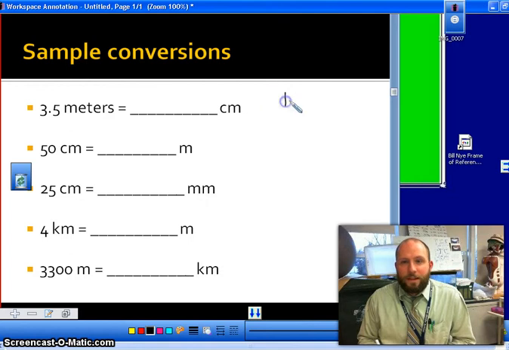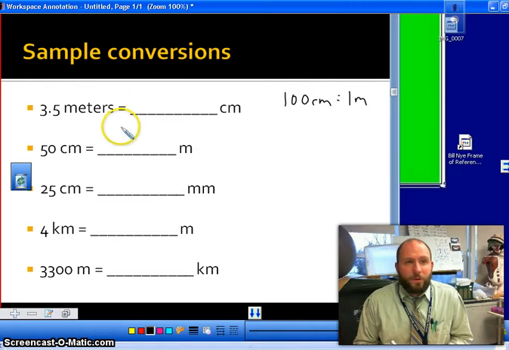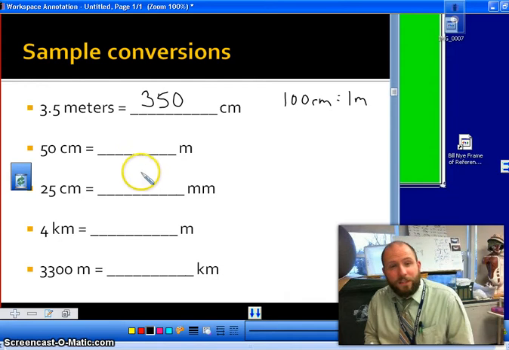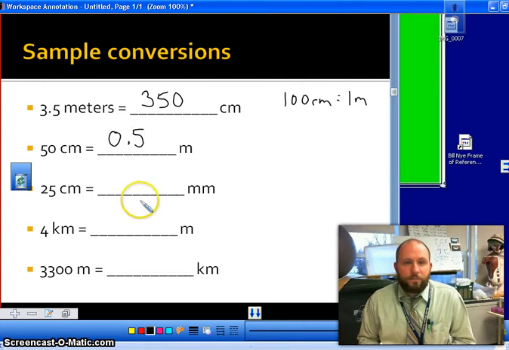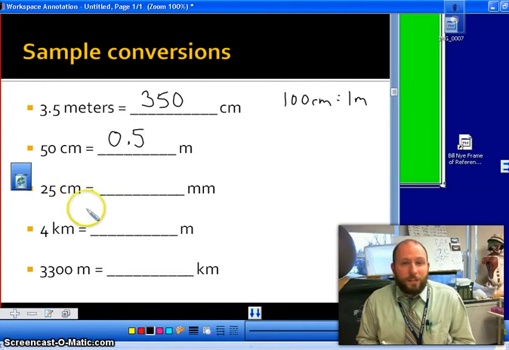So you'll remember that's a notion of 100 cm per 1 meter. Well, if I've got 3.5 meters, what do I have? You got it. 350 centimeters. Conversely, if I only have 50 centimeters, that's roughly half a meter stick, so our answer here would be 0.5. Nice.